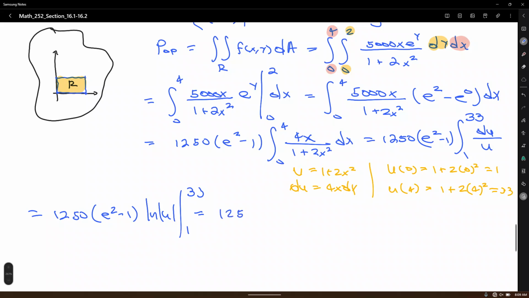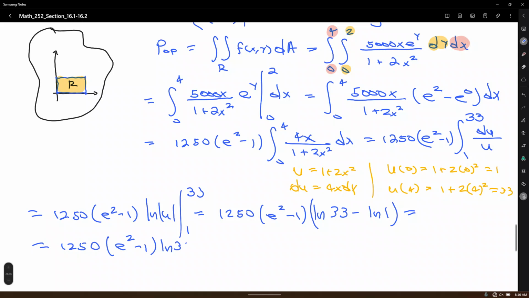So that's 1250 times e squared minus 1 times ln of 33 minus ln of 1. ln of 1, we know that's 0, so our final answer will be 1250 times e squared minus 1 times ln of 33. So that is the exact value of the population.